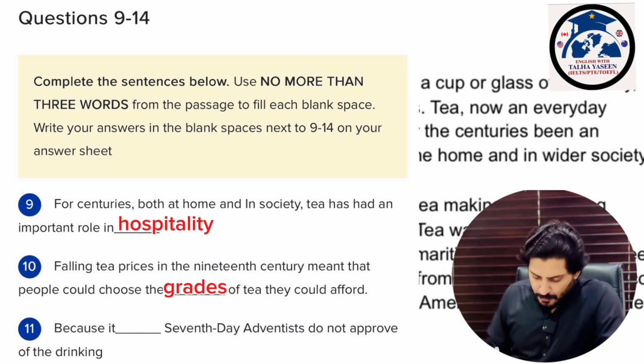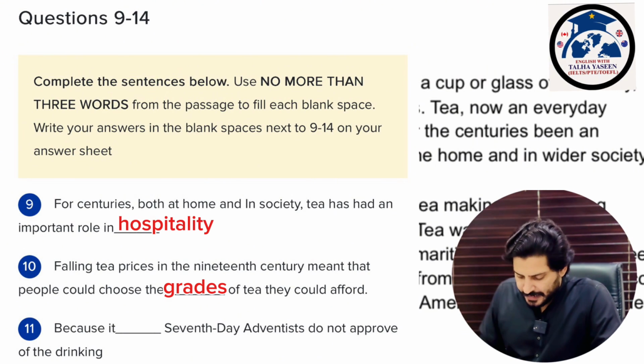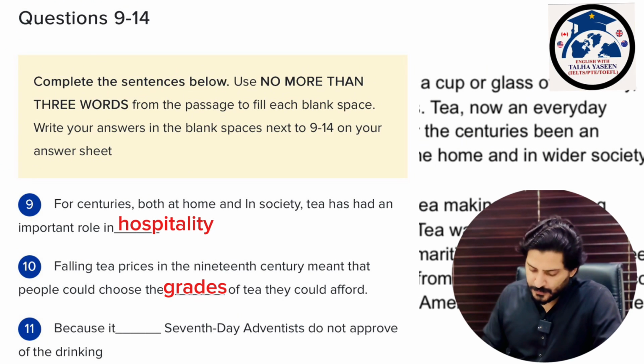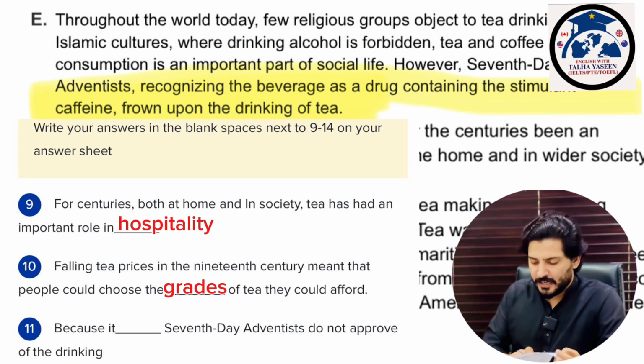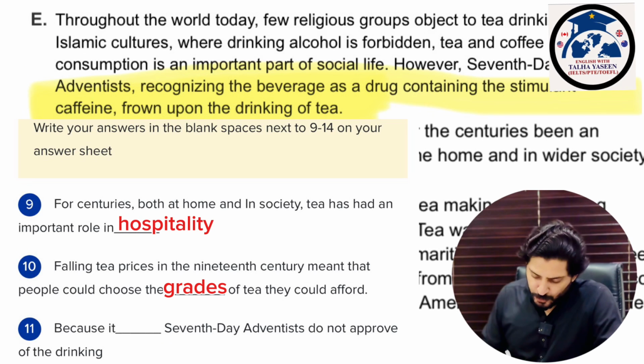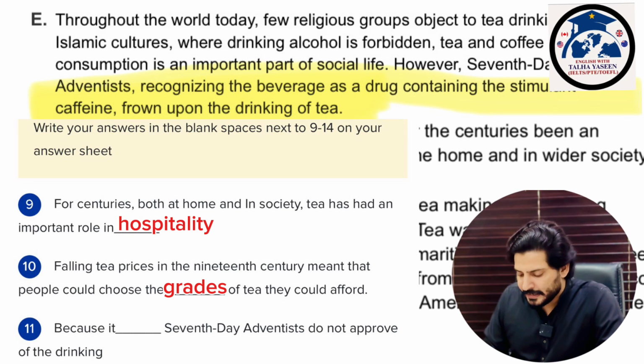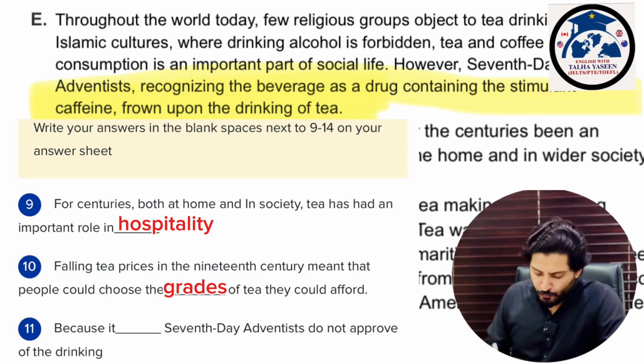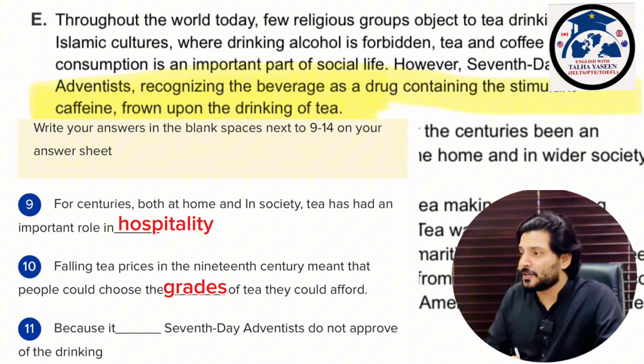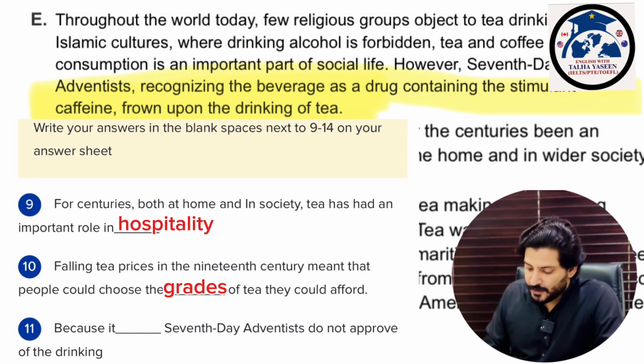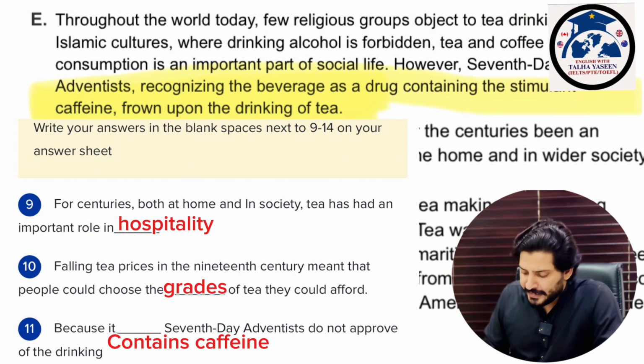Question 11. Because it dash, Seventh Day Adventists do not approve of the drinking of tea. Let's see what it contains and why they. Yes, paragraph E, last line. Let's read paragraph E, last line. However, Seventh Day Adventists, recognizing the beverage as a drug containing stimulant caffeine, frown upon the drinking. Frown upon means disapprove, dislike. So we will write: it contains caffeine.